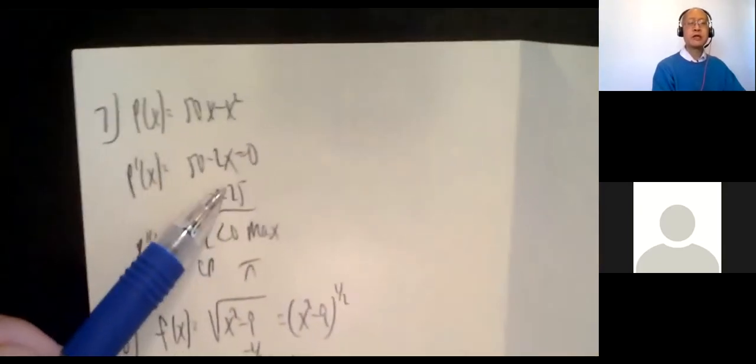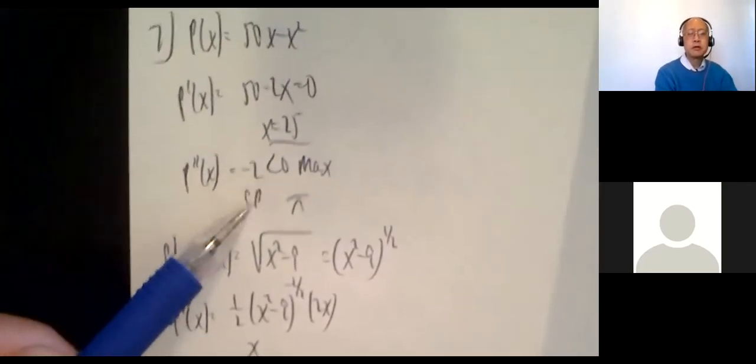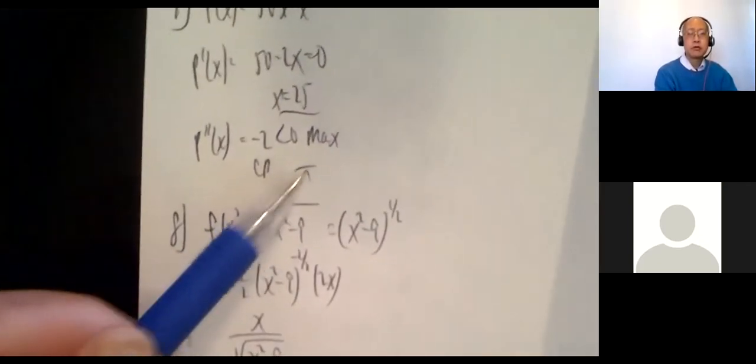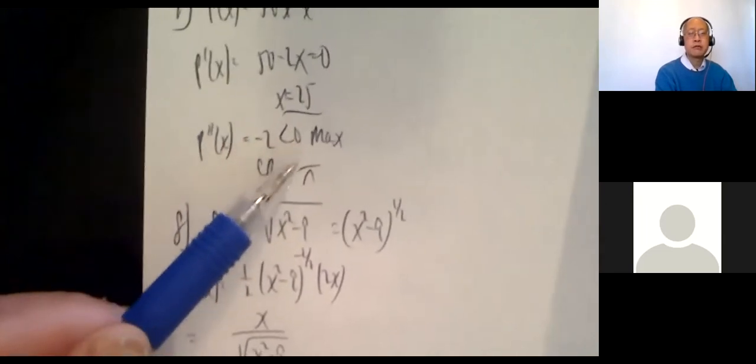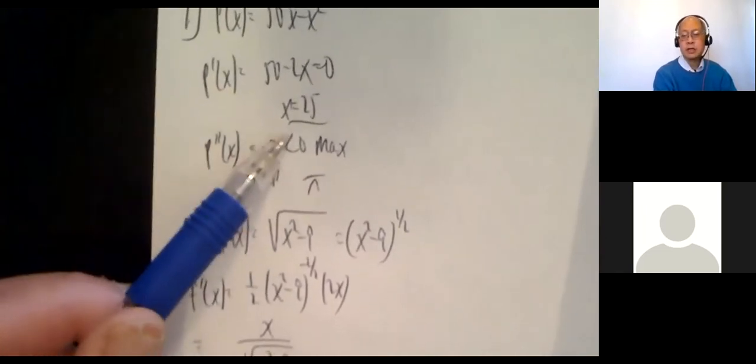Number 7, profit function was 50x minus x squared. Derivative is 50 minus 2x. Set that equal to 0. That gives me 25. Double prime is -2, less than 0. Concave down. Horizontal tangent at concave down. Maximum once again. Okay, so x is 25.